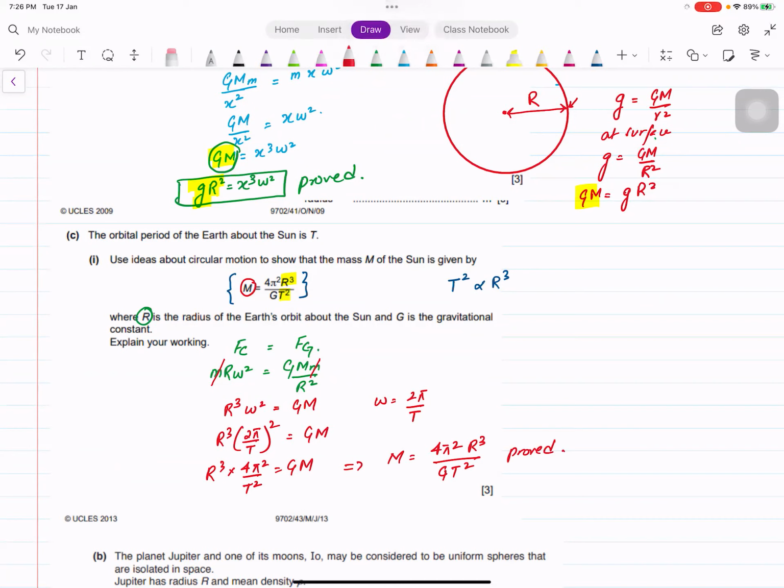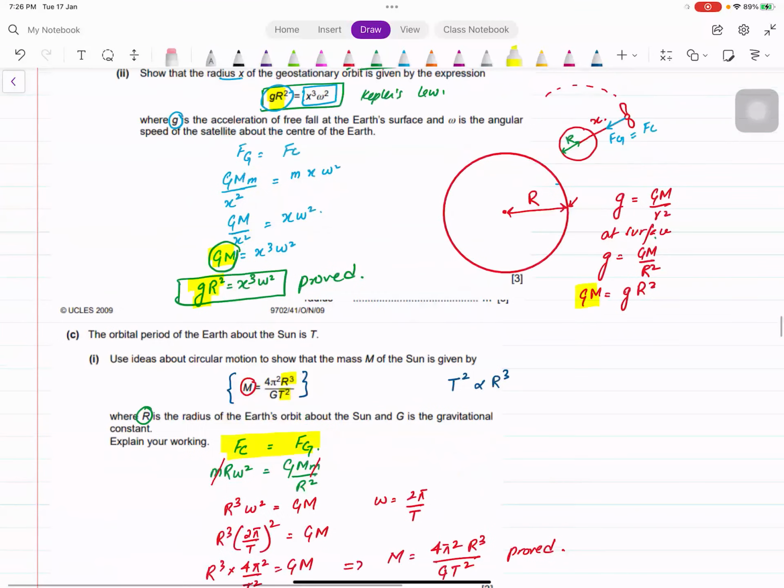So the basic idea is that no matter what question comes in Kepler's law, if you remember that you need to equate the centripetal force to the gravitational force, you will end up getting the same answer every time, whatever they've given, right? Is that clear?